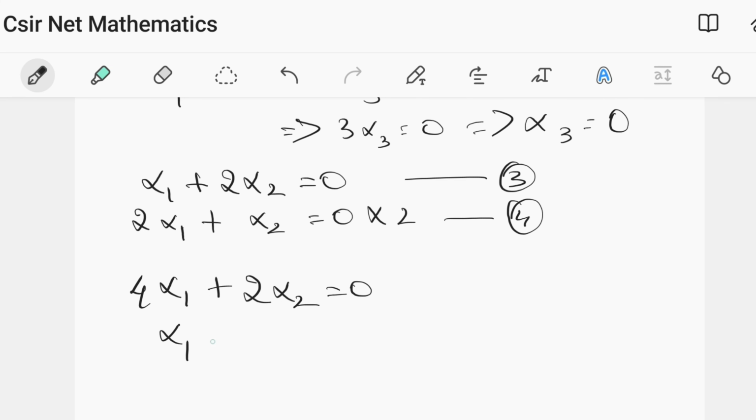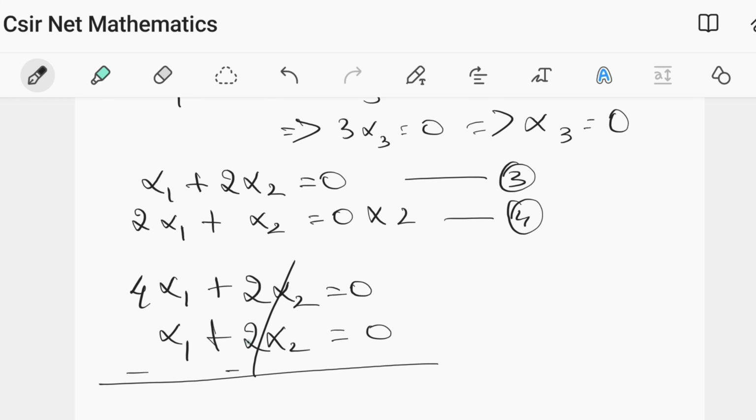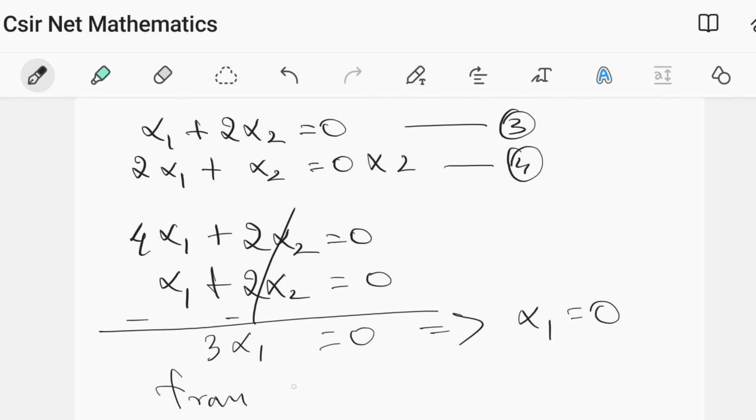Let me name the other one equation 3: alpha 1 plus 2 alpha 2 equal to 0. With subtraction, the alpha 2 terms go to 0 and I am left with 3 alpha 1 equal to 0, so alpha 1 is 0. Substitute alpha 1 equal to 0 in equation 3. We get 2 alpha 2 equal to 0, which again implies alpha 2 is equal to 0.